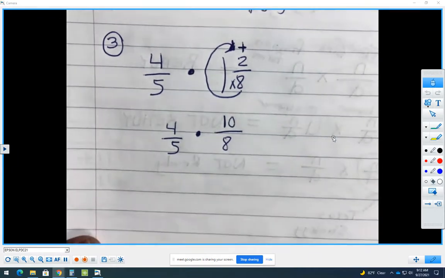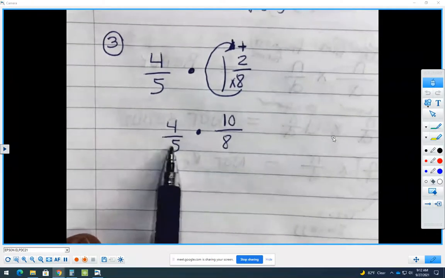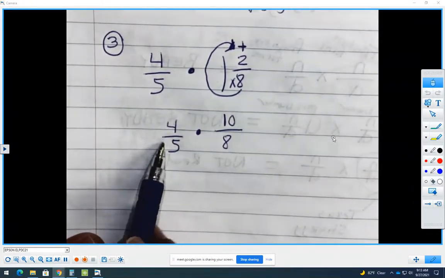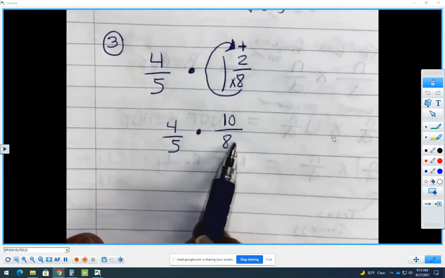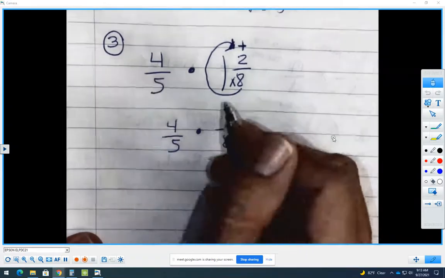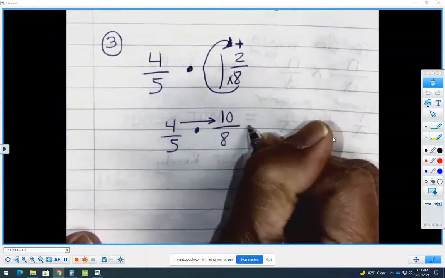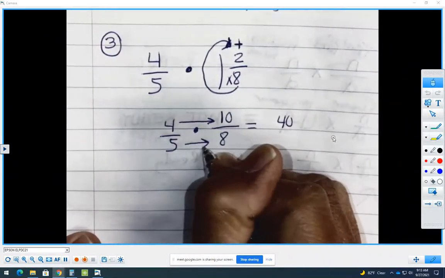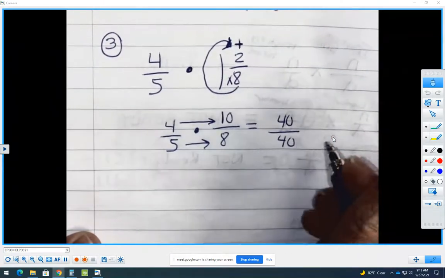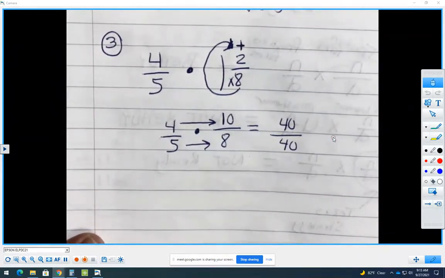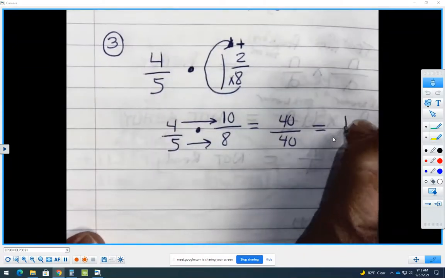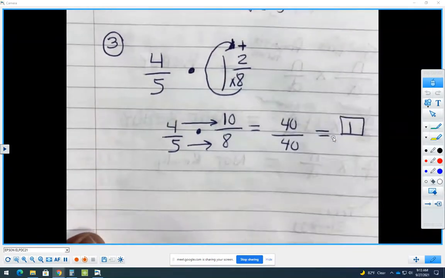Okay, now are these fractions? Is this a fraction? Yes. Is this a fraction? Yes. Yeah, it's improper, but who cares? That's okay. Now we go. What's 4 times 10? 40. 5 times 8? 40. Okay. 40 out of 40. Now this is the easiest answer because we know that 40 out of 40 really means 1 whole. So this one will not take us long. The final answer is 1 whole.